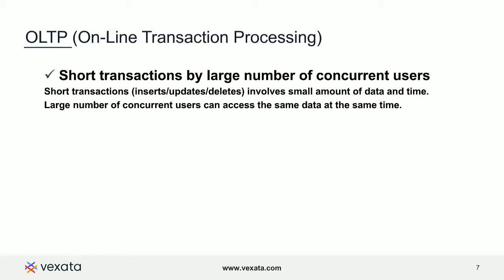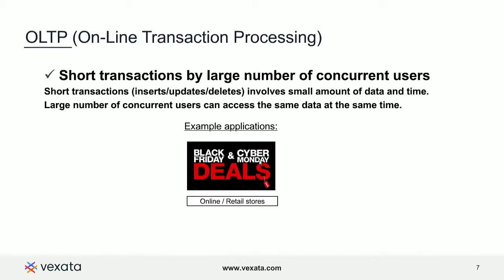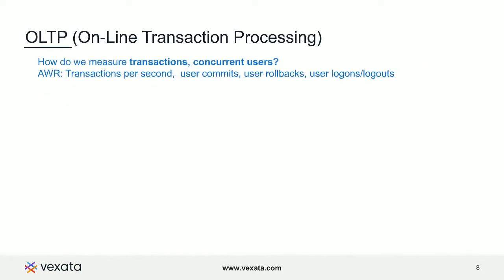So short transactions usually involve a small amount of data and time. A typical OLTP transaction takes a second or less and uses a couple of data blocks. Concurrent users can access the same data at the same time. As an example, consider an OLTP application that supports Thanksgiving Day sale. In this application, a popular product can be seen or bought by thousands and thousands of users at the same time.